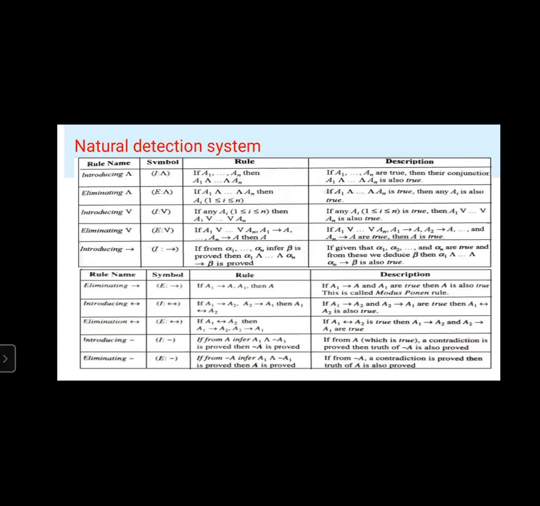Now let us see some other rules. Eliminating implies. E colon implies. If A1 implies A, comma A1, then A. The description here is: if A1 implies A and A1 are true, if both of these are true, then A is also true. This particular rule is known as the modus ponens rule, the MP rule. If this is true, then this is true.